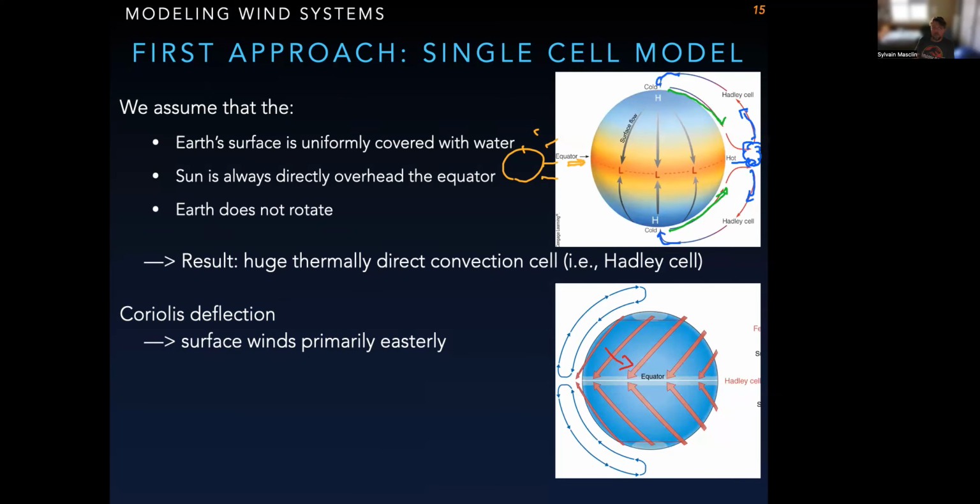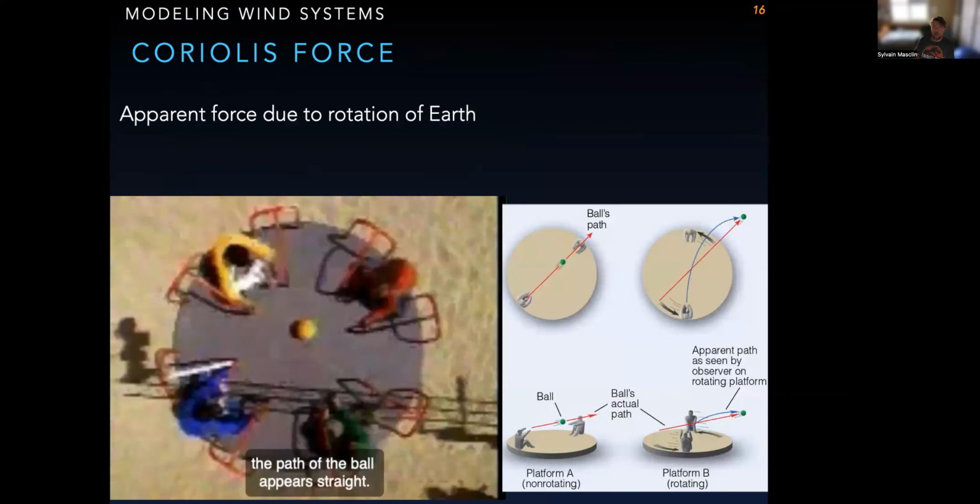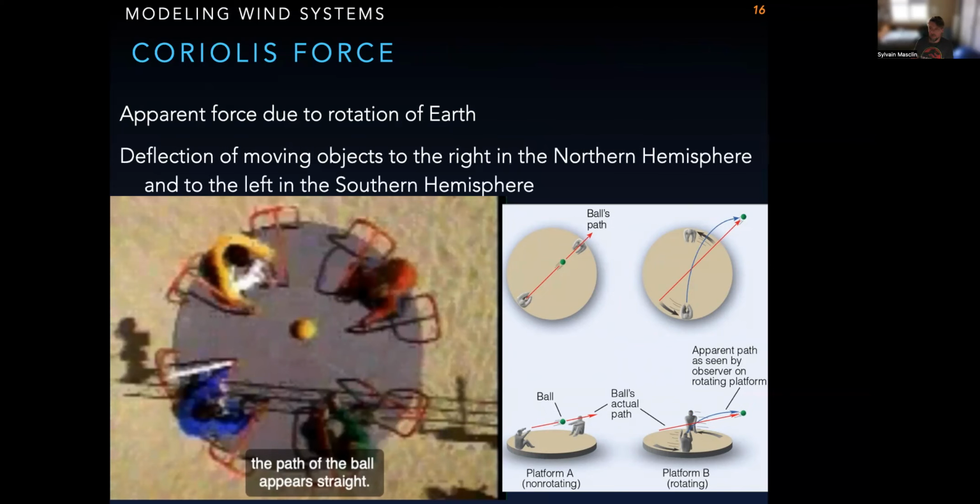So let's talk quickly about Coriolis and the Coriolis force, which is in fact an apparent force caused by the rotation of the Earth. It's a force that happens because of a different reference system, just because of the rotation of the Earth. So let's look at this first little movie to give us an idea of what Coriolis means.